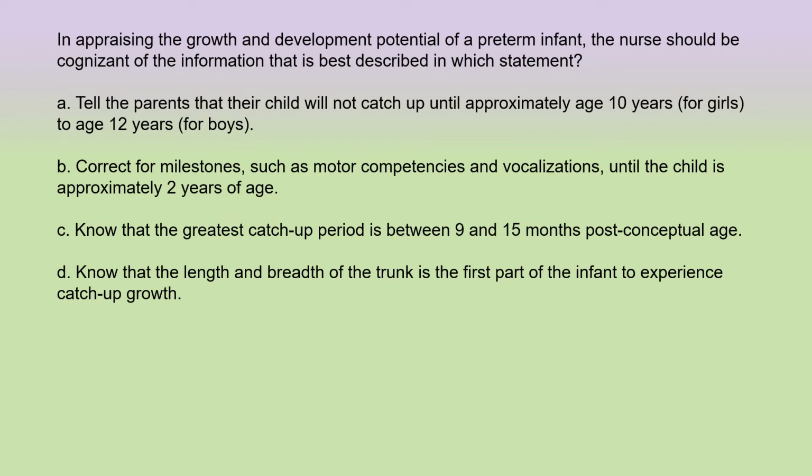In appraising the growth and development potential of a preterm infant, the nurse should be cognizant of the information that is best described in which statement. A. Tell the parents that their child will not catch up until approximately age 10 years for girls, to age 12 years for boys. B. Correct for milestones, such as motor competencies and vocalizations, until the child is approximately 2 years of age. C. Know that the greatest catch-up period is between 9 and 15 months post-conceptual age. D. Know that the length and breadth of the trunk is the first part of the infant to experience catch-up growth.